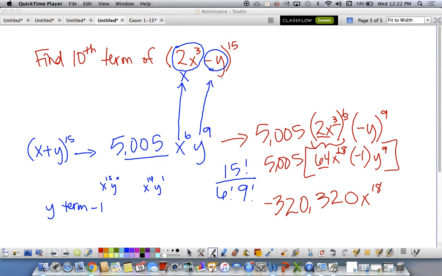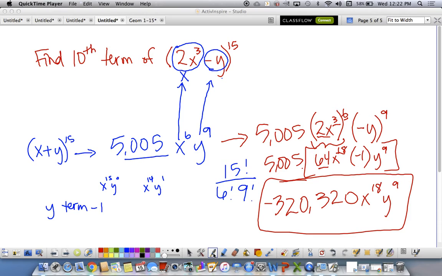Why is that negative? I know the y is negative, but why does that make the other number negative? Because we're multiplying 5,005 times 64 times negative 1. Those are all of our coefficients. Because there's a negative one. Okay, so what is our answer?